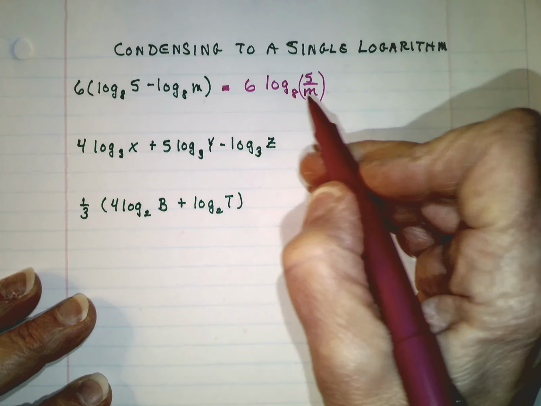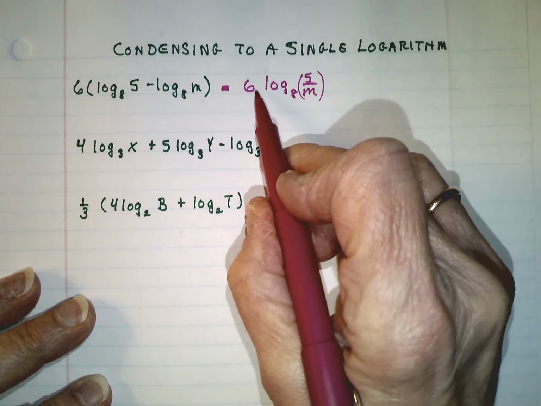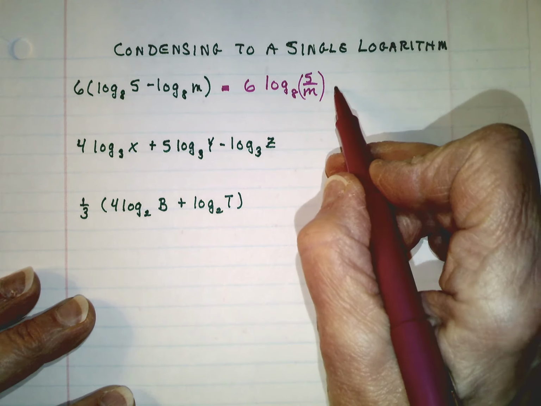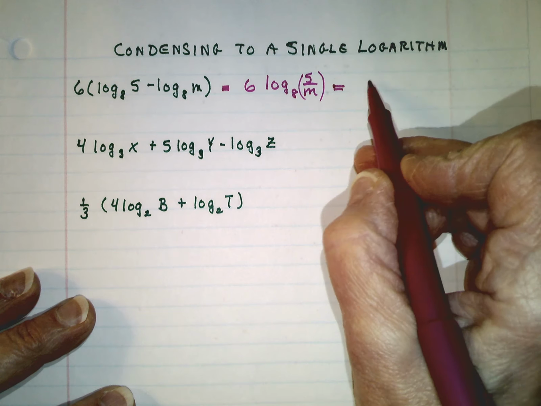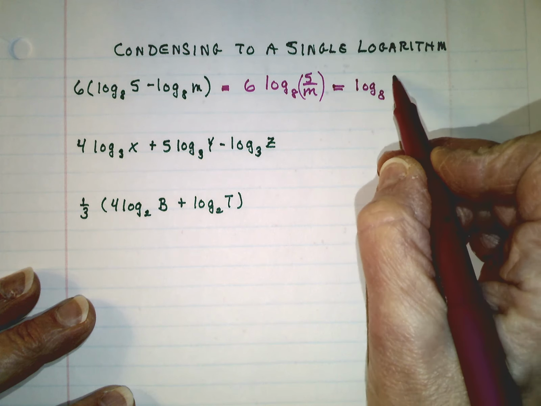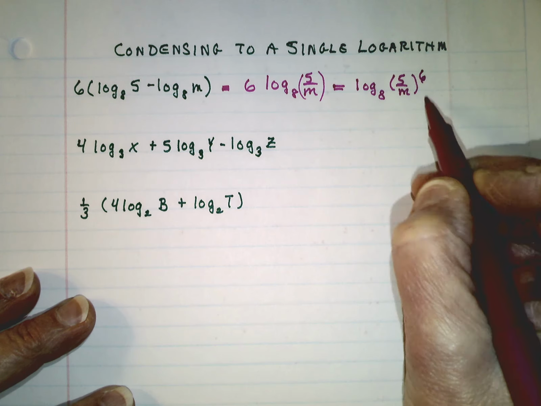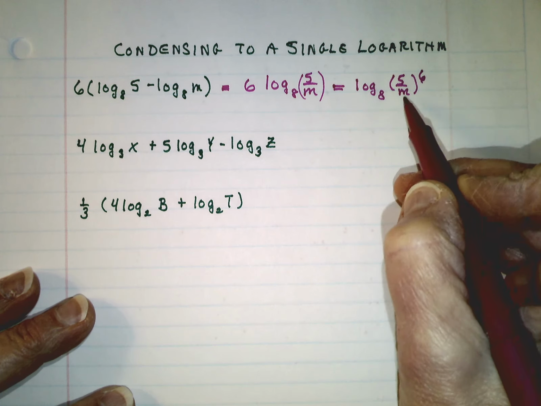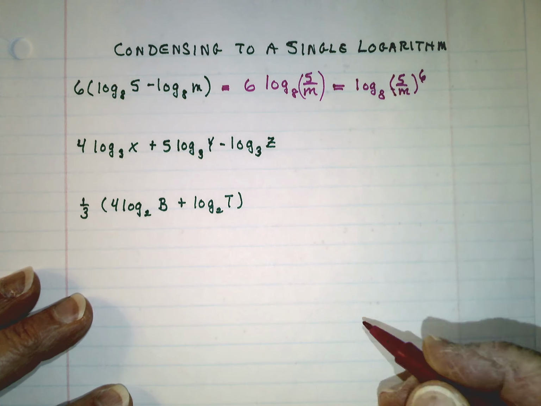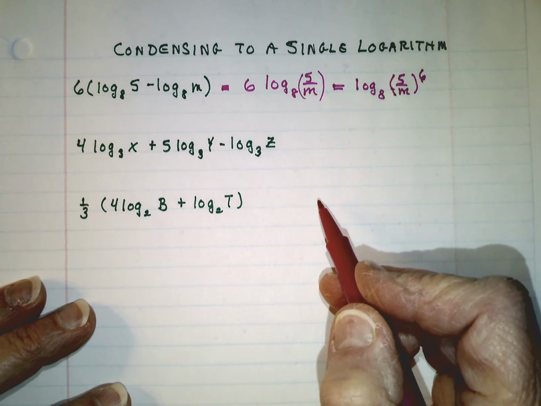And now we can apply that if we were multiplying with logs, we were actually taking powers. So this is going to be log base 8 of 5 divided by m raised to the 6th power. We could make this 5 to the 6th over m to the 6th, but we're trying to get it as condensed as possible. So we would leave it like that.